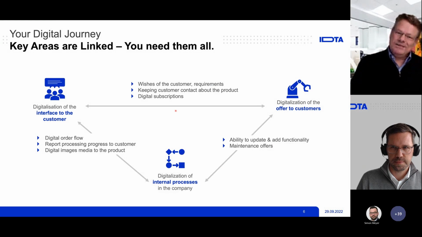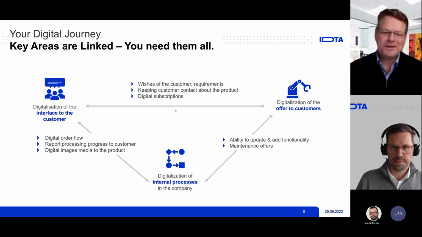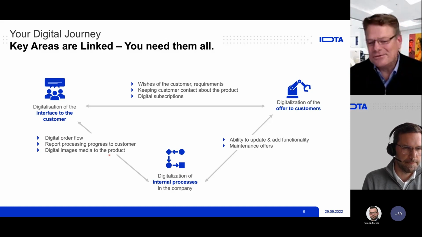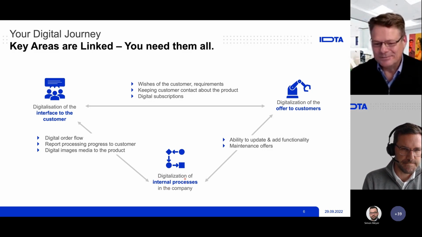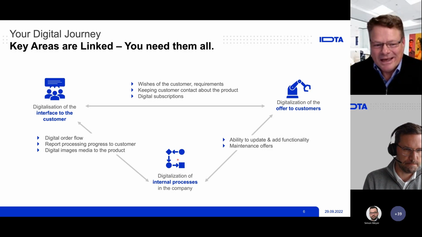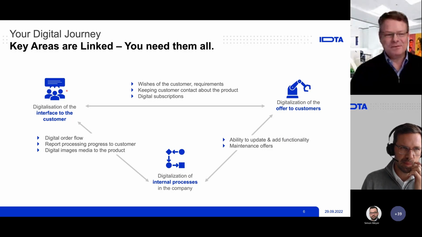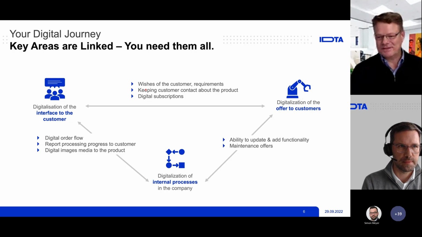The areas are linked. You cannot only look at one of them, because if you have a very nice digital interface to the customer and people are ordering digitally, you need to have a digital order process in your internal processes and so on. And you can also understand that if you're not able of having a digital offering, maybe the whole story doesn't make too much sense. And you might also be stuck in the functionality of your product. So these areas are linked and you need to look at them all.